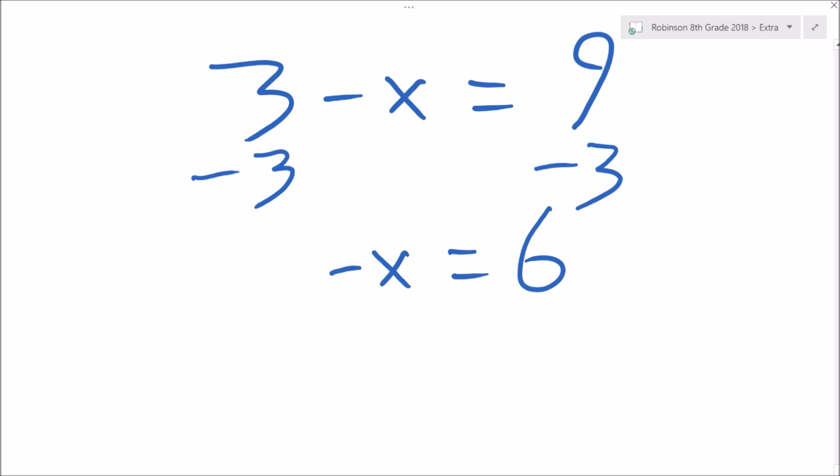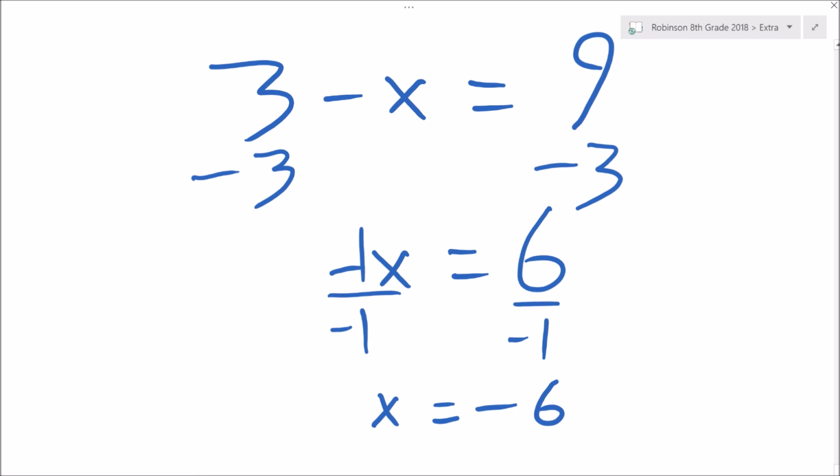The second step here will be to get rid of this negative in front of the x. There's two ways to do that. We can divide by a negative 1, or we can multiply by a negative 1. I prefer to divide because I like to think of this as a negative 1 being multiplied against my x. So if I divide by negative 1 on both sides, I get my x is equal to negative 6.